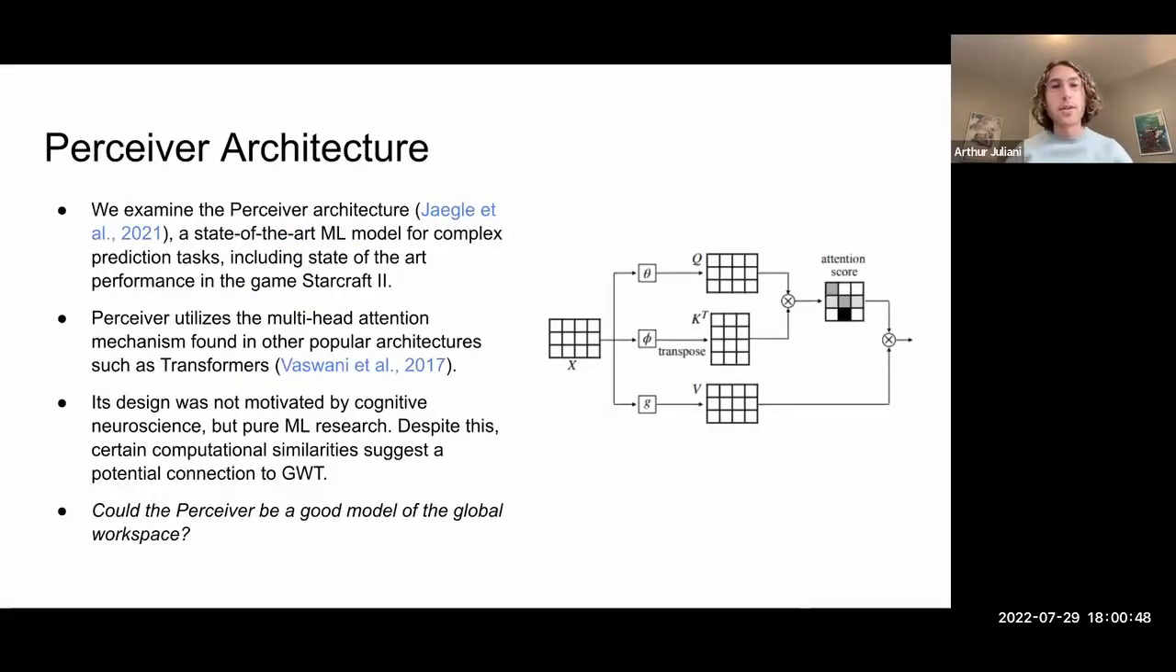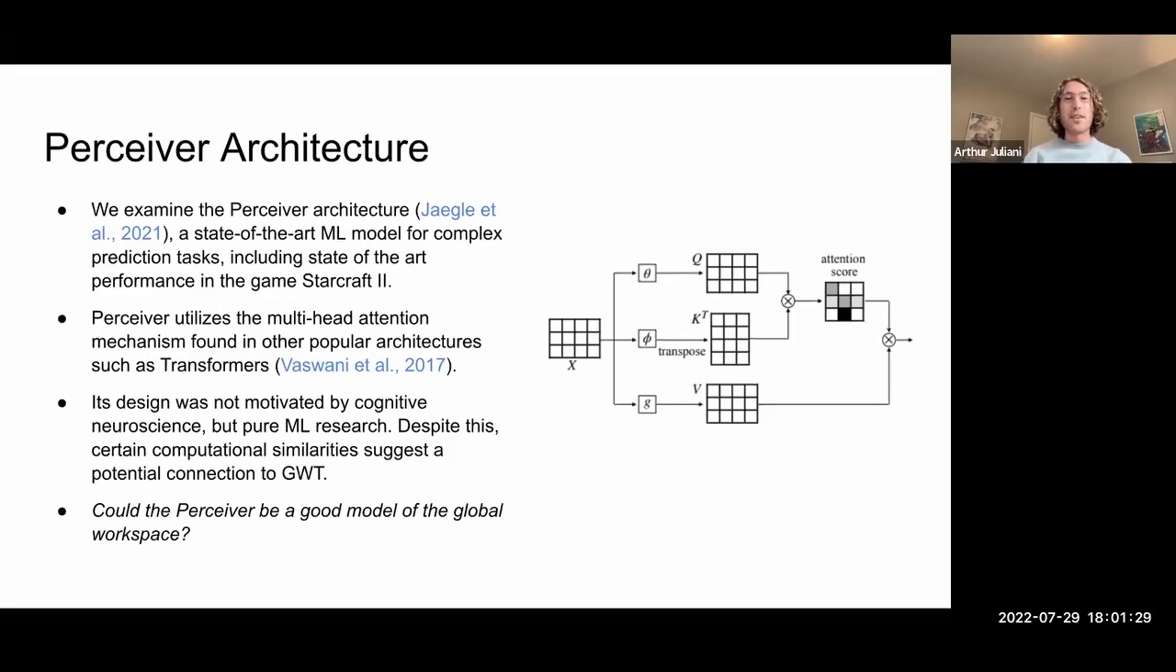So in particular, we focus on a recent deep learning neural network architecture called the perceiver, which was introduced last year as a state-of-the-art machine learning model for a number of tasks, including game playing, this complex game StarCraft 2, but also predicting text sequences, modeling images and video as well, so multimodal. The perceiver architecture utilizes this multi-head attention mechanism, which is popular in a number of deep learning architectures right now, and was originally popularized in the transformer architecture of a few years ago.